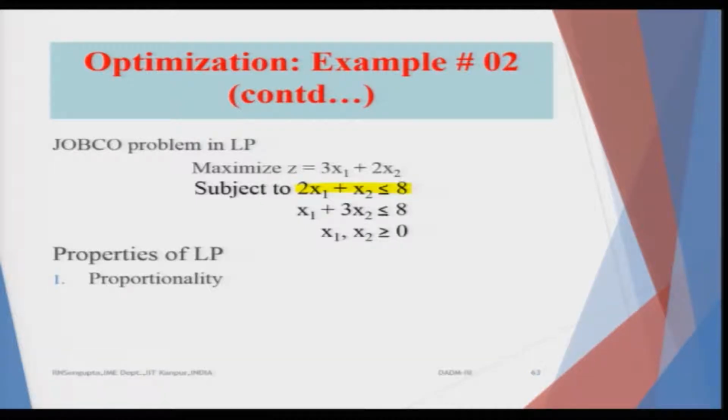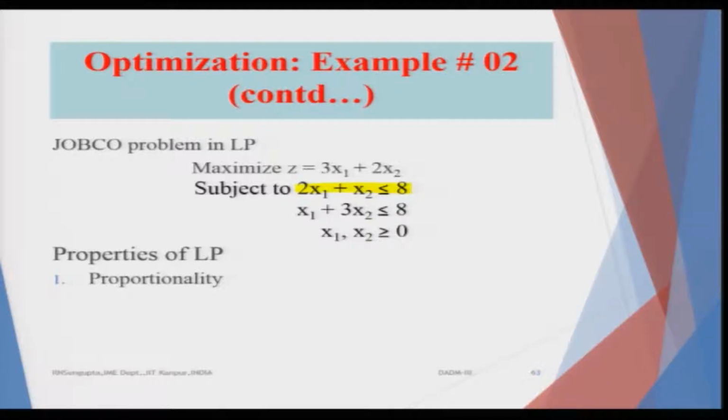So, there is full utilization in that case. Now, consider that x2 has increased by 1 unit. I am not talking about the optimization problem, only the constraint which is highlighted. So, the moment x2 increases by 1 unit, the equation would become 2x1 plus 1 is less than or equal to 8, which means 2x1 is less than or equal to 7.